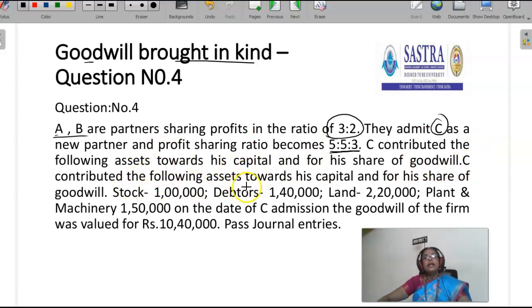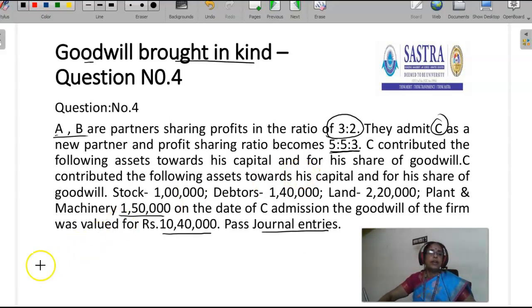C contributed the following assets towards his capital: stock 1 lakh, debtors 1,40,000, land 2,20,000, plant and machinery 1,50,000. On the date of C's admission, the goodwill of the firm is valued at 10,40,000. Pass journal entries. He failed to bring cash, but instead of cash, he brought stock, debtors, land, plant and machinery. Okay. The total value of goodwill is 10,40,000. Let's see what is the share of goodwill.